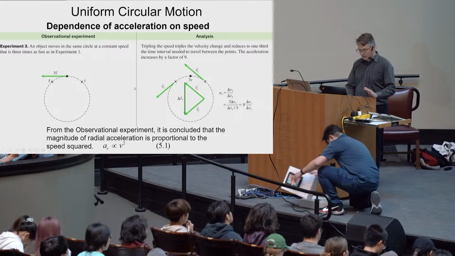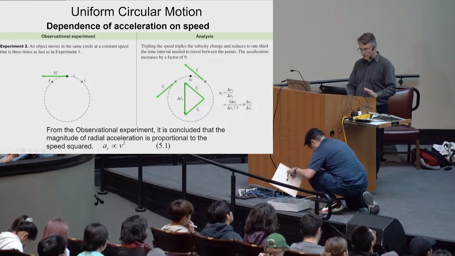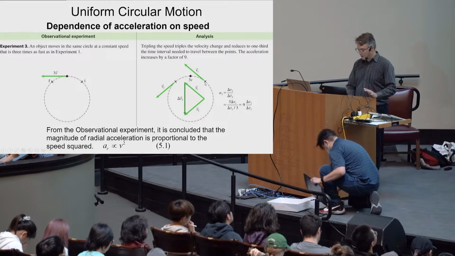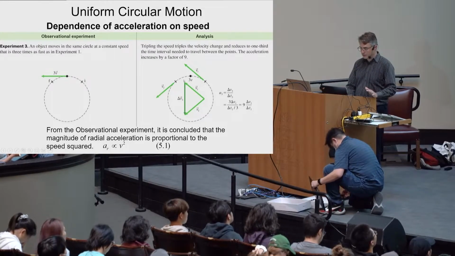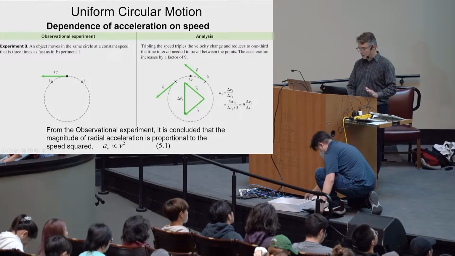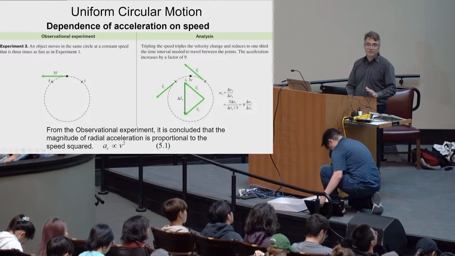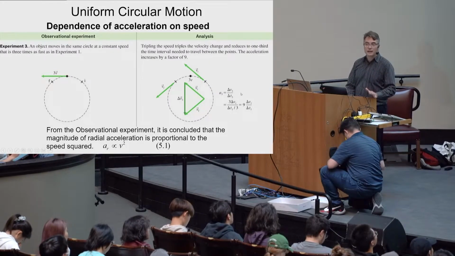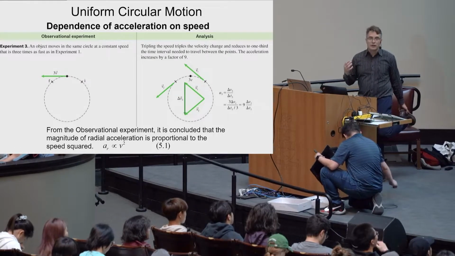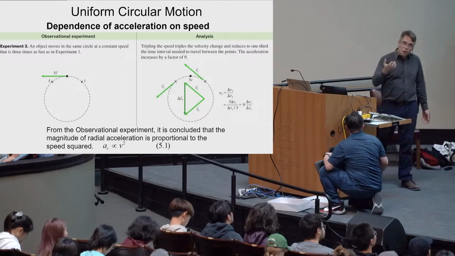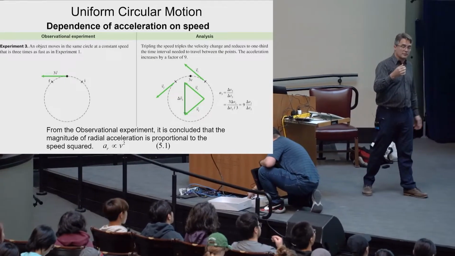And then similarly, she looks at what if you're going 3 times that speed from the same x's. Your delta v now will be 3 times as much because these vectors are 3 times longer, and it'll take 1/3 as much time to get from here to here. So 3 divided by 1/3, you get 9. So this observational experiment is telling you that this acceleration is proportional to the speed squared. So that's important.